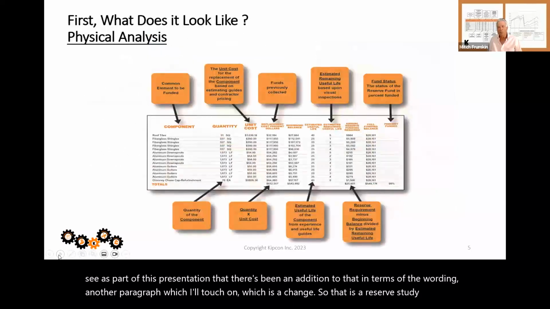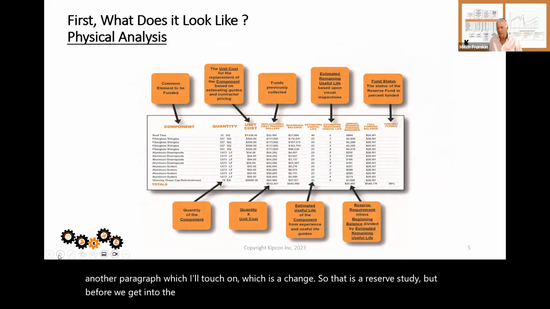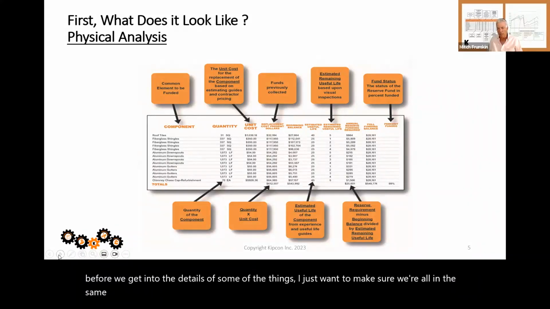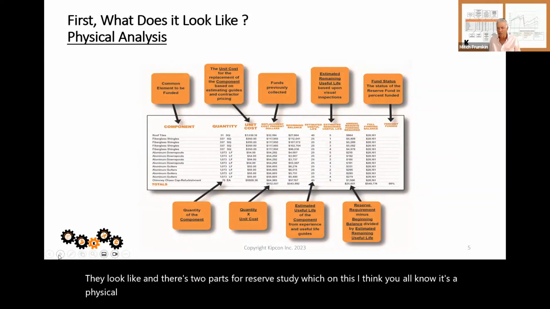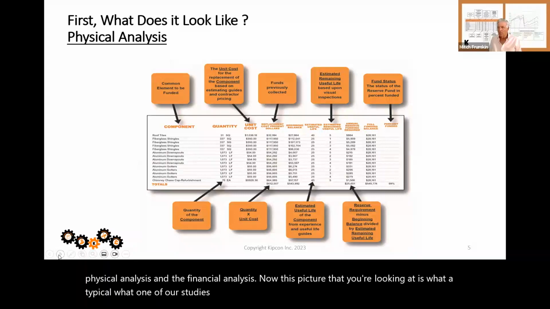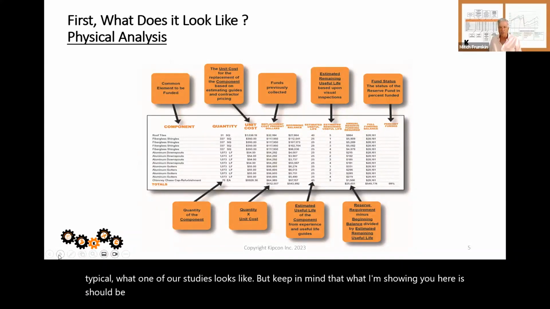But before we get into the details of some of the things, I just want to make sure we're all on the same wavelength in terms of what they look like. And there's two parts of a reserve study, which I think you all know. It's the physical analysis and the financial analysis. Now, this picture that you're looking at is what one of our studies looks like. But keep in mind that what I'm showing you here should be included in every reserve study based on the standards. They may look slightly different, but the information is the same.